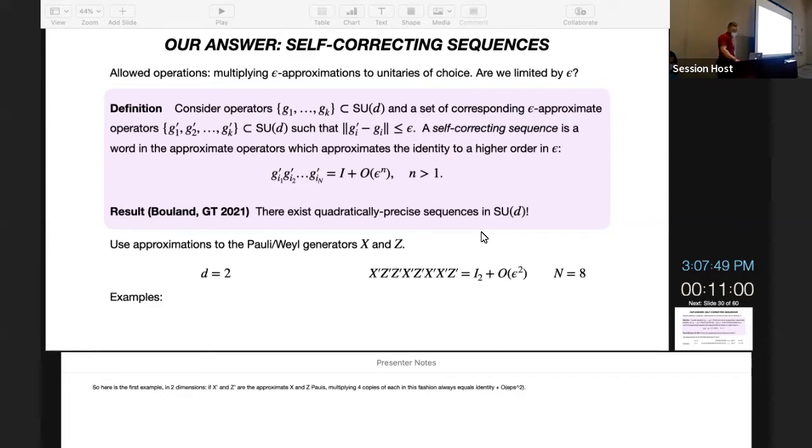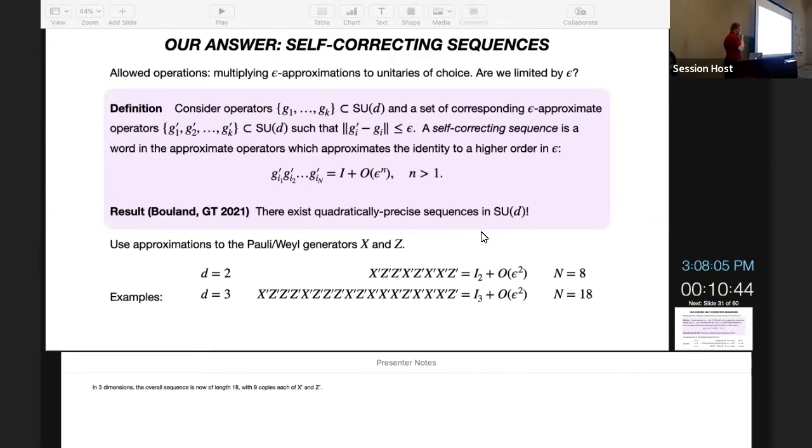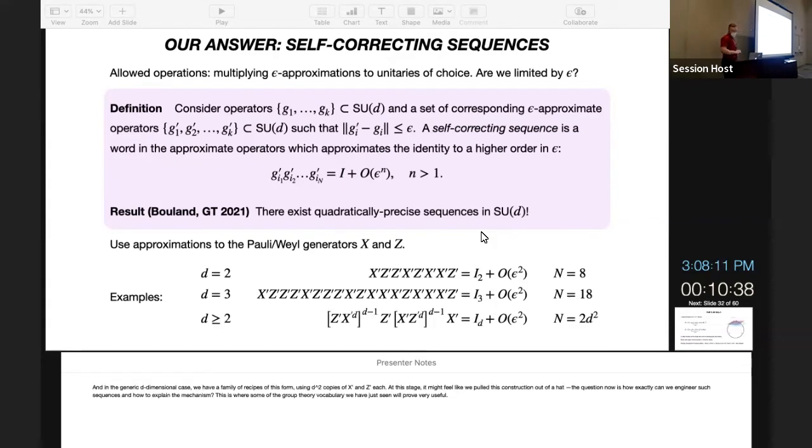So here's the first example. In 2 dimensions, X prime is the approximate X operator, Z prime is the approximate Z operator. Here's a way to multiply them to get an identity to the order, using 4 copies of each. Here's an example in 3 dimensions. So I have the approximate exponents of them. I use 9 copies of each. And in general, I have this recipe for this family of sequences that works in arbitrary dimensions, and we use these square copies of each. So you must feel like I pulled this out of a hat, and I'd like to explain a bit about that.